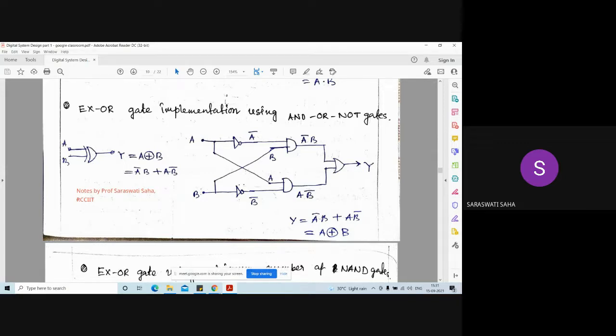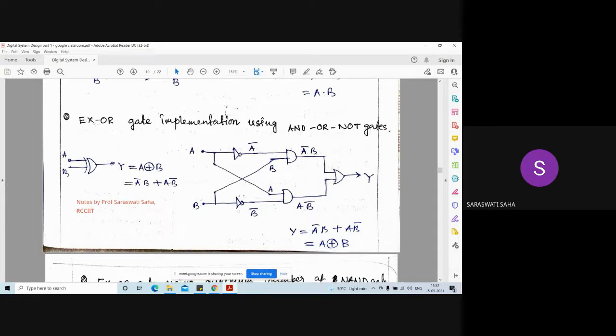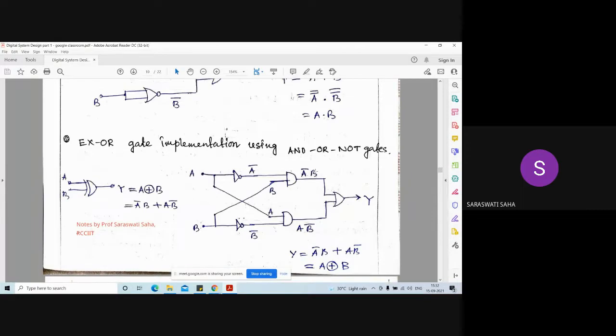So, Y will be A' B. See, one input comes here, that is B. This input comes via an inverter gate, so it is A'. Here you will get A' B. Another term is A B'. To generate this, take one input from A directly, another input via this NOT gate or inverter gate, you will get the complement of B, that is B'. Using this AND gate, you are getting A B'. Finally, using this two input OR gate, the output will be A' B plus A B'. So it will give us A XOR B. This is the implementation of XOR gate using AND, OR, NOT gates. Up to this, is it clear? Yes, ma'am.